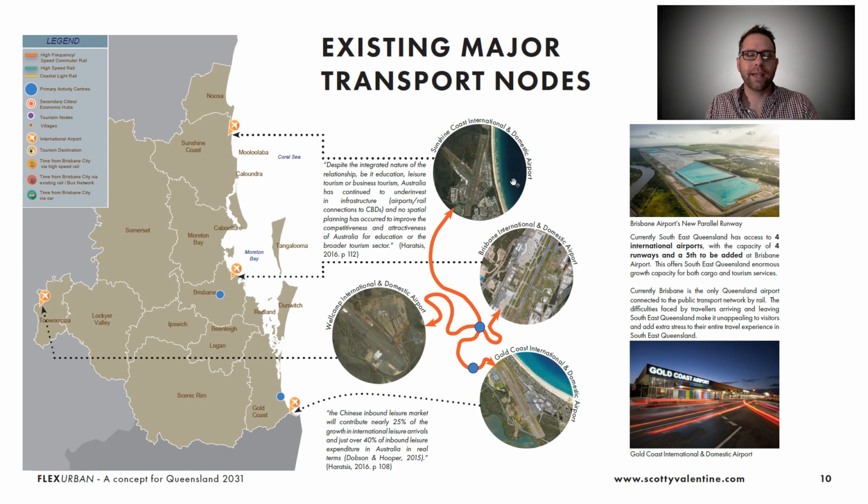So we have existing major transport nodes. We have 4 international airports, with 4 international runways, and a 5th one being added at Brisbane Airport. Currently, Brisbane is the only Queensland airport connected by public transport to rail. The difficulties faced by travellers arriving and leaving southeast Queensland make it unappealing for visitors, and it adds extra stress to their entire travel experience. It's quite difficult to get from Gold Coast up to the city. There's a number of ways you can do it, but it's not a jump on a train and get to Brisbane Airport.